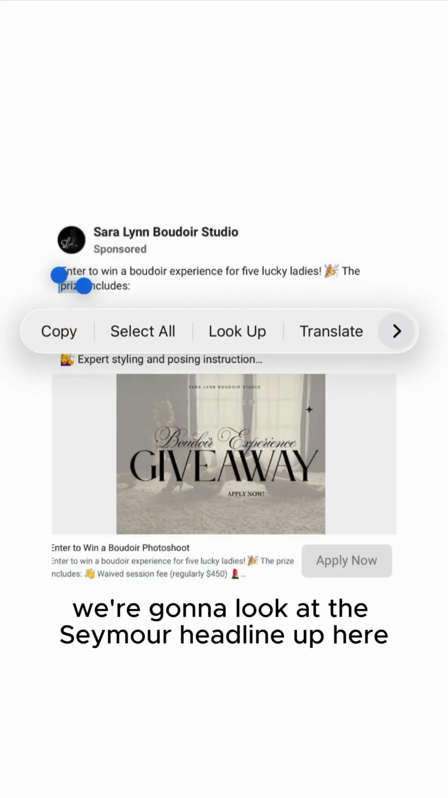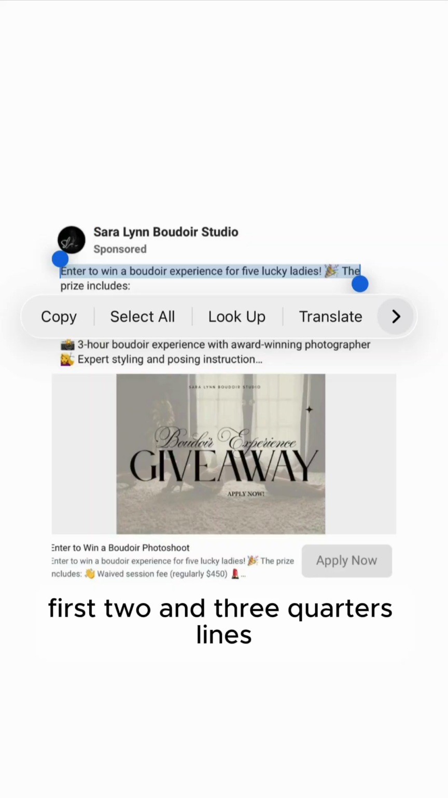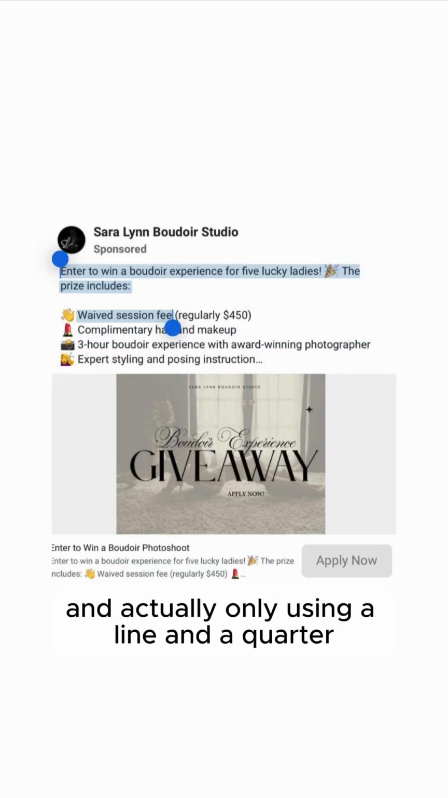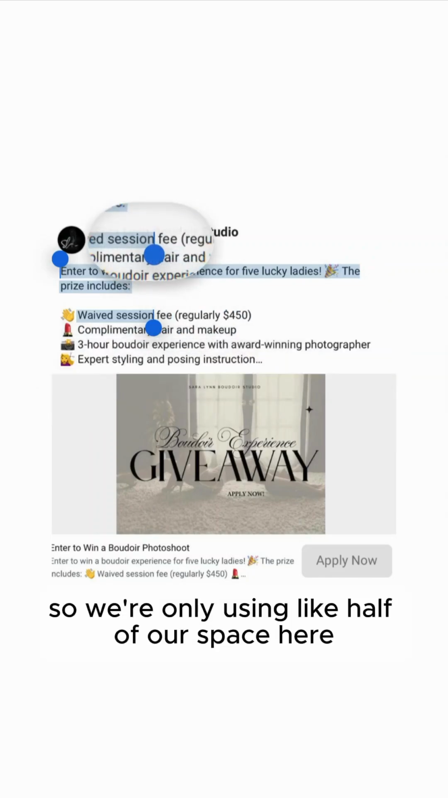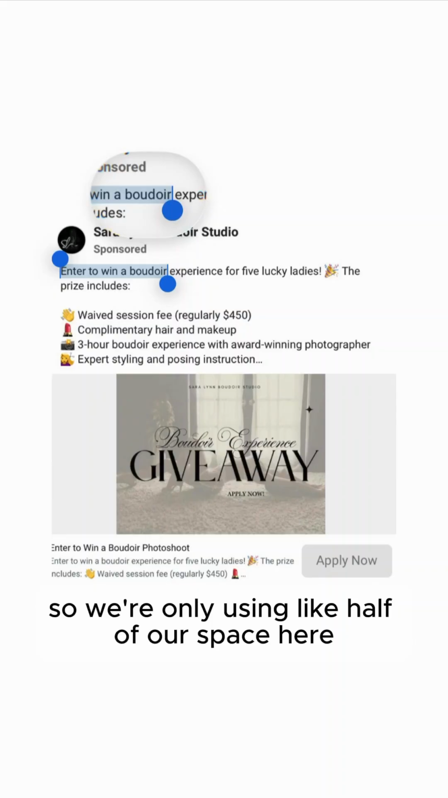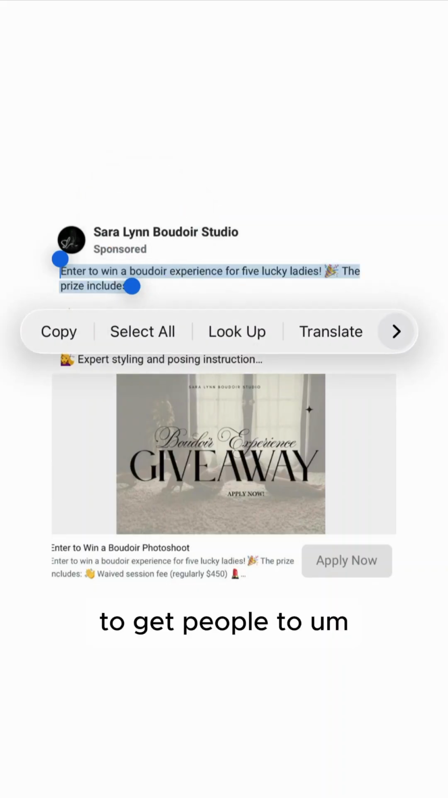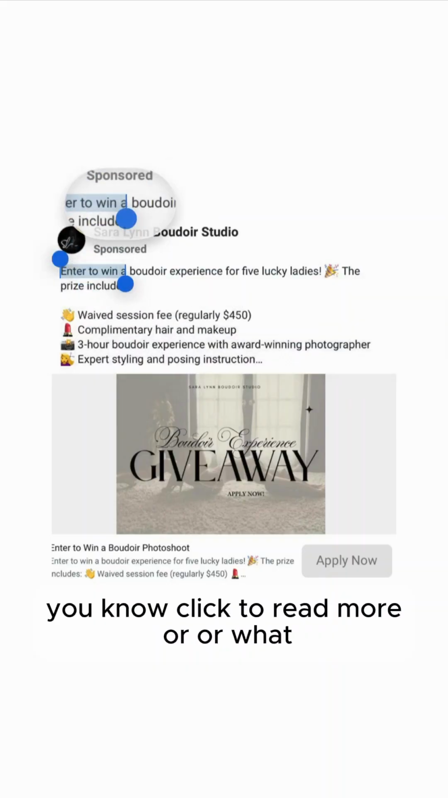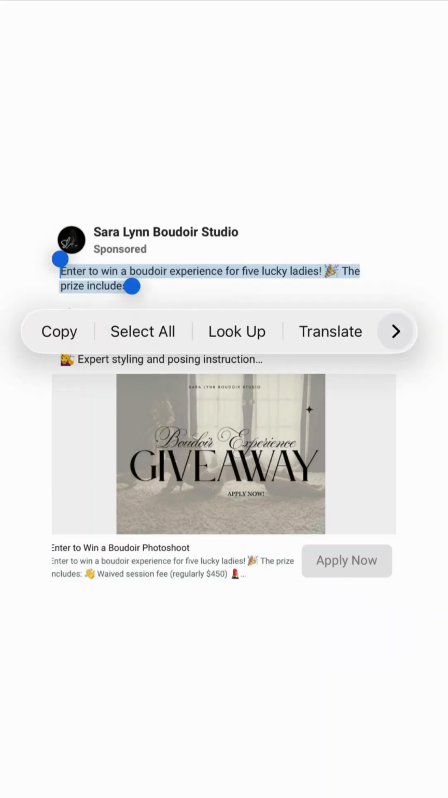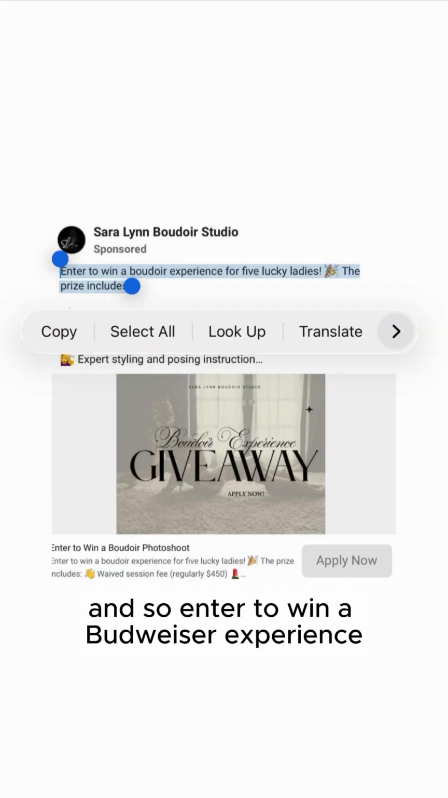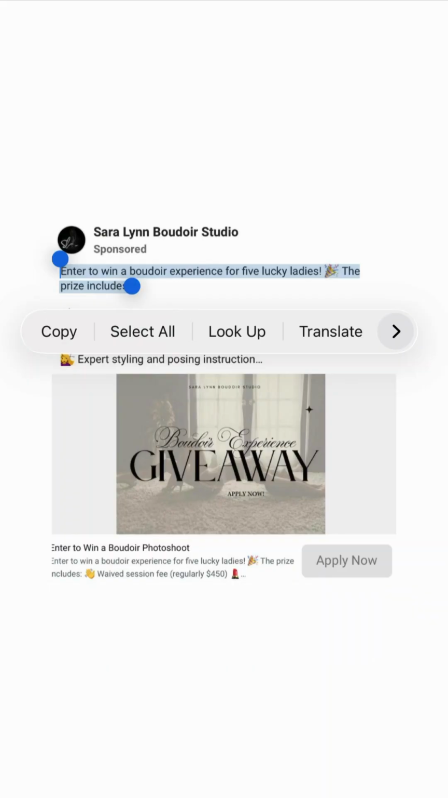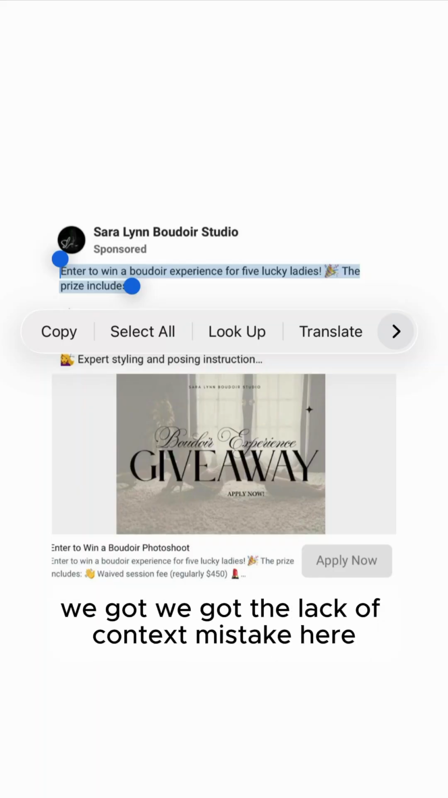Finally, we're gonna look at the See More headline up here. First 2 3/4 lines Facebook mobile news feed, and actually we're only using a line and a quarter, so we're only using like half of our space here to get people to decide whether to click in or not, or click to read more. And so, enter to win a Boudoir experience for 5 lucky ladies. The prize includes. All right, so we got the lack of context mistake here.